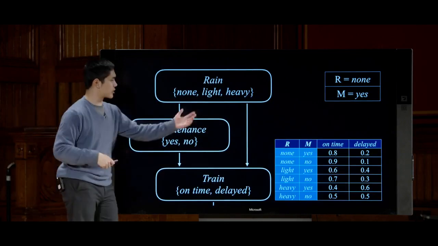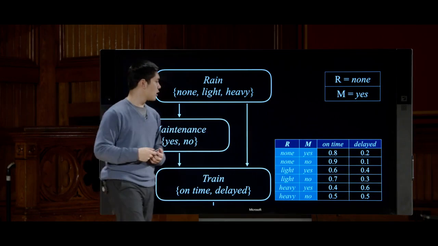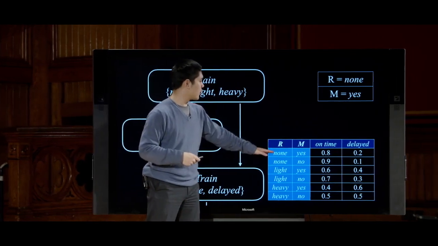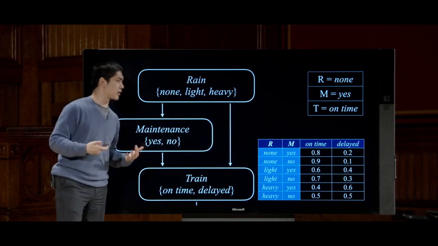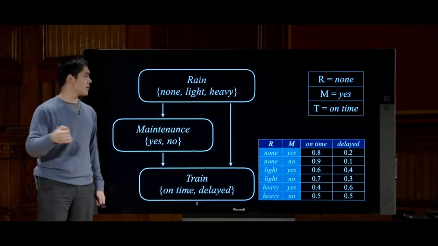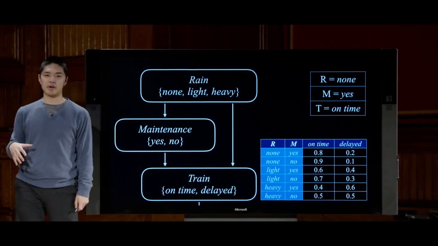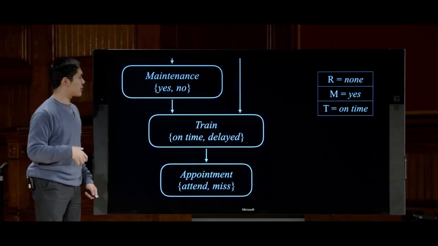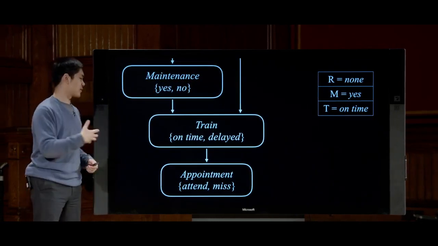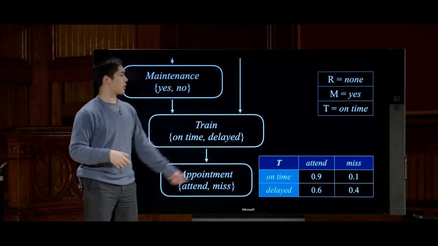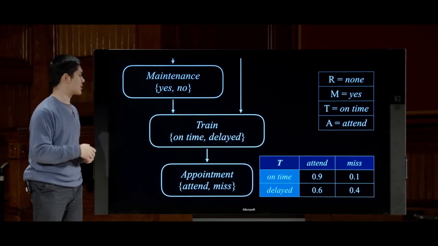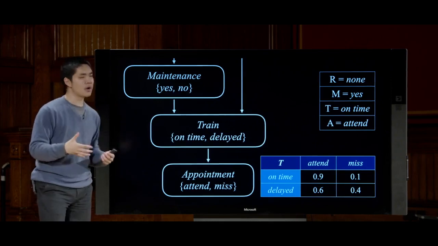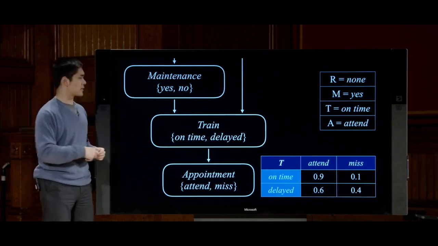And we'll sample all of the rest of the nodes in this way as well. I want to sample from the train distribution, and I'll sample from this first row, where there is no rain, but there is track maintenance. And I'll sample 80% of the time: I'll say the train is on time. 20% of the time, I'll say the train is delayed. And finally, we'll do the same thing for whether I make it to my appointment or not. Did I attend or miss the appointment? We'll sample based on this distribution and maybe say that in this case, I attend the appointment, which happens 90% of the time when the train is actually on time.